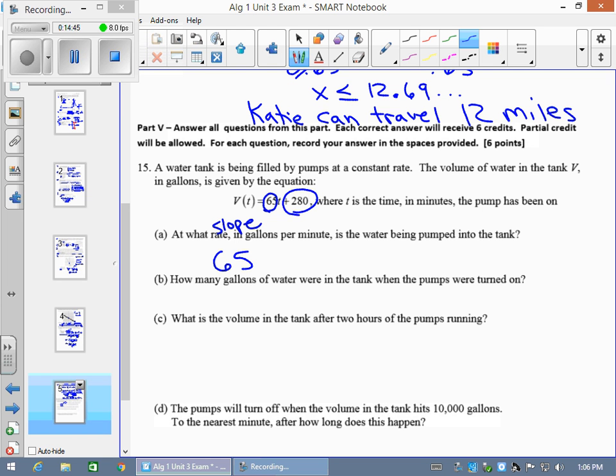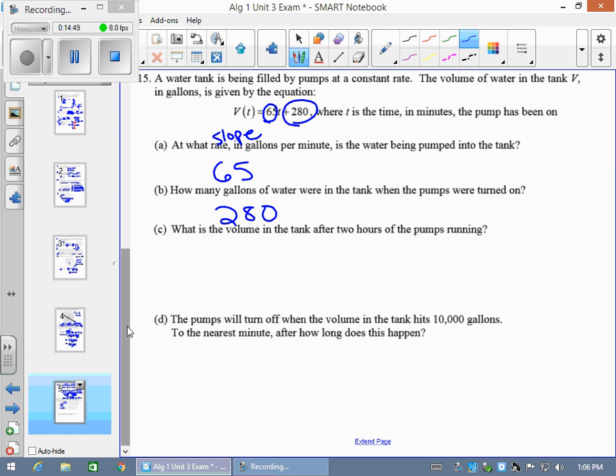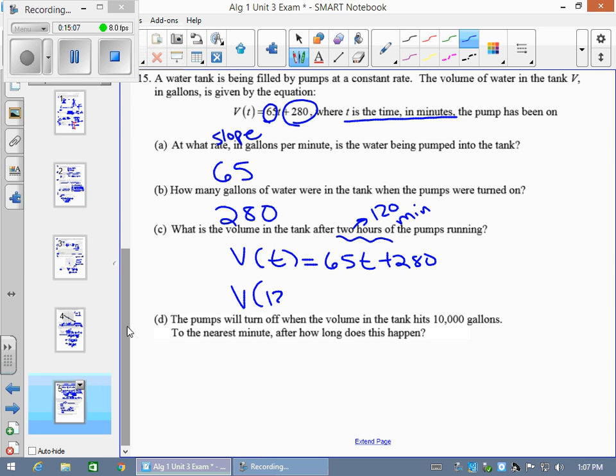Part C, they want to know the volume of the tank for 2 hours. The tricky part about this is that they gave you the equation in terms of minutes. And you would know that because it says up here that time is in minutes. If you're talking about 2 hours, that really means 120 minutes, since there are 60 minutes in an hour. So you had to plug in 120 for t. When you do that, you should get 8,080 as your answer.